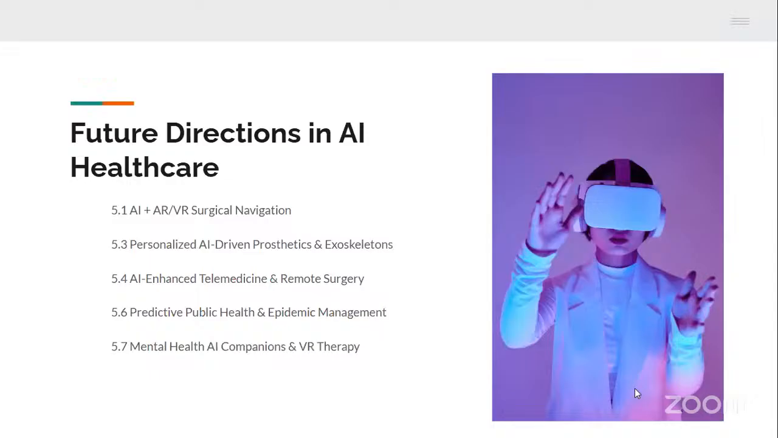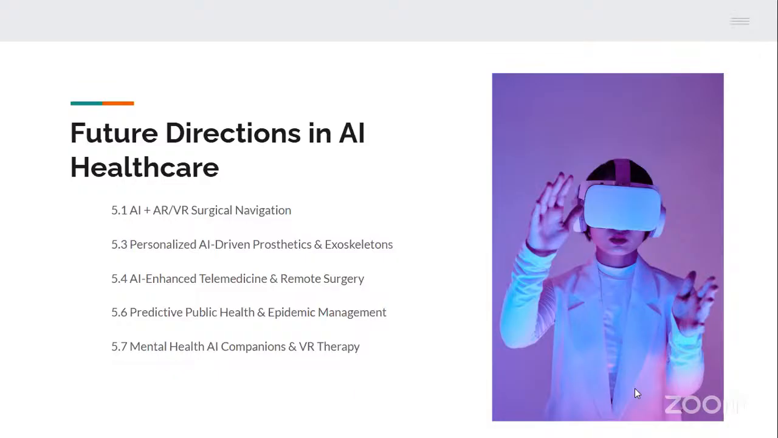So, future directions in AI healthcare. These are the future directions which I believe will be there in healthcare. There may be some more still upcoming, but this is the major thing I'm thinking will be there.